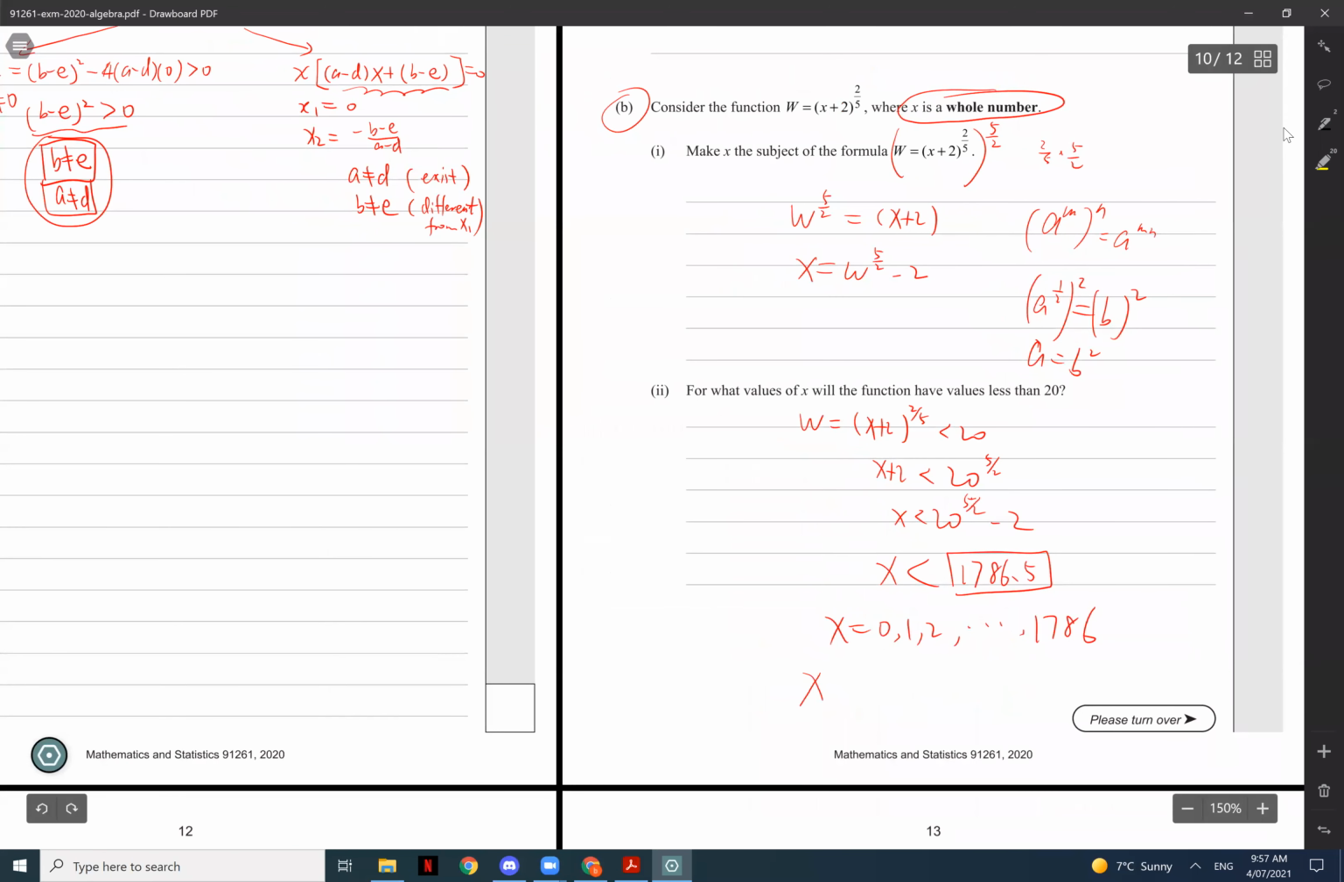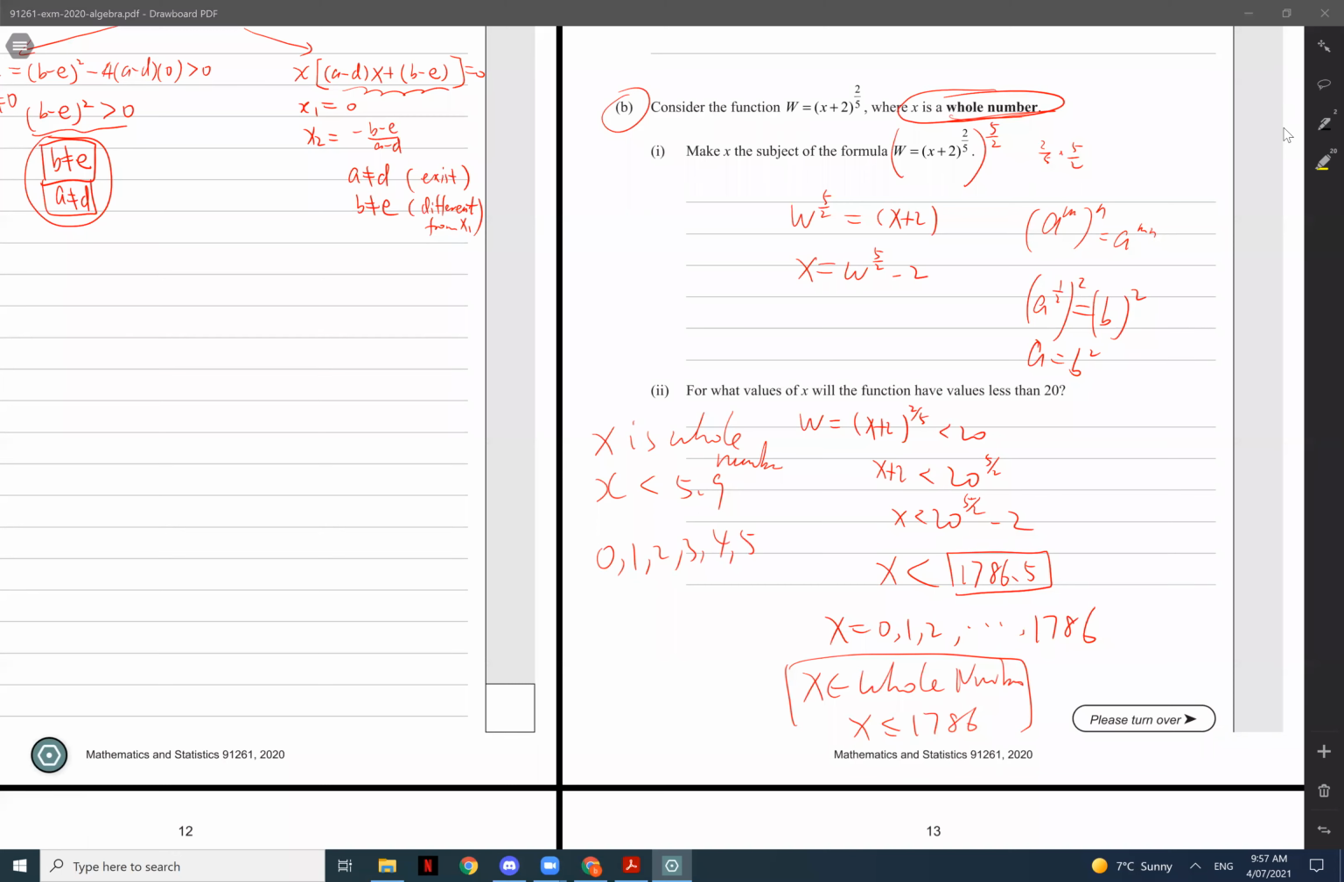Or you can write x is a whole number, but x less than or equal to 1786. Do we round to 1787? No, we need less than this, the whole number. For example, if x is less than 5.9 and x is a whole number, that means x can only be 0, 1, 2, 3, 4, 5.